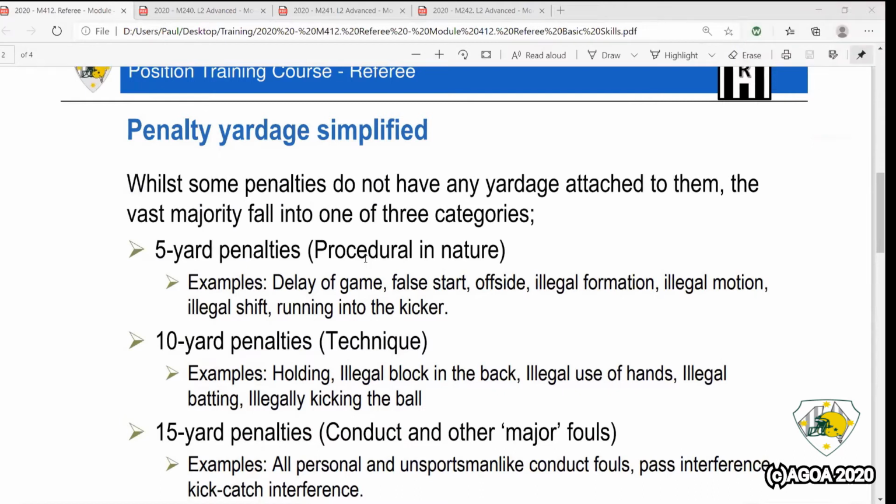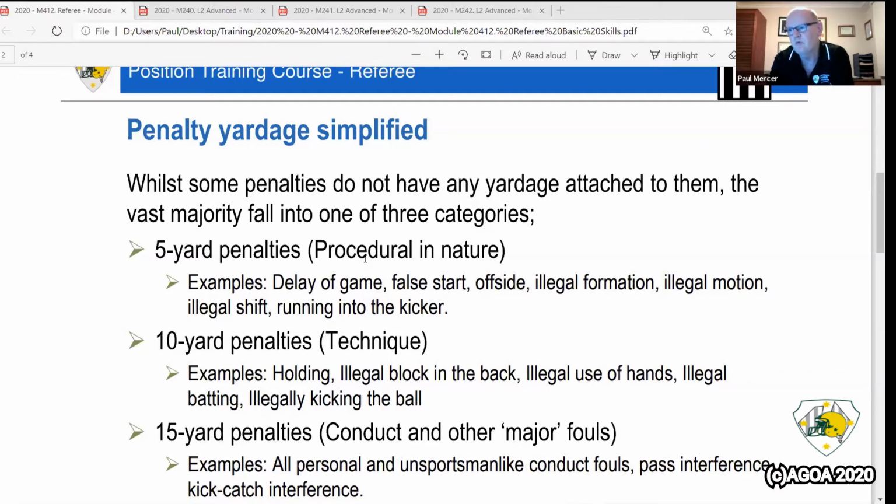So penalties, whilst we know there are some penalties that don't have yardage attached, they might just be a loss of down. All penalties are going to be 5, 10 or 15 yards. Now, I know somebody's going to throw in the exception and say, well, what about a defensive pass interference that's only 8 yards downfield? But generally speaking, the standard penalty is either 5, 10 or 15 yards.